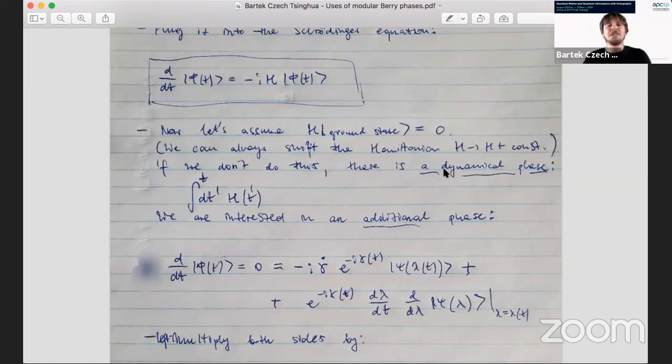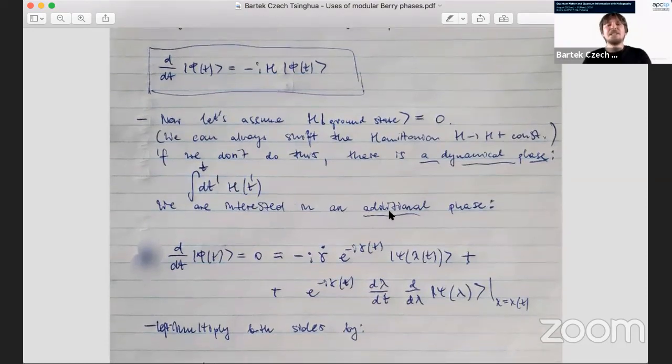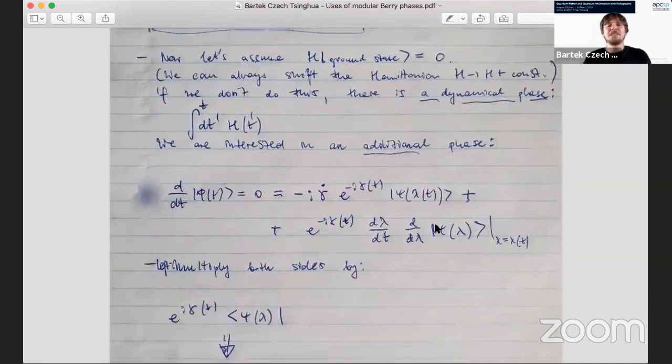If we didn't do this, there would also be an additional phase, which is the dynamical phase. But we are not interested in that dynamical phase, which is kind of trivial, so I'm going to ignore it. The best way to ignore it is just to say that the ground state has 0 energy, so it's not even accumulating it. We are interested in an additional phase, and that additional phase is the interesting one.